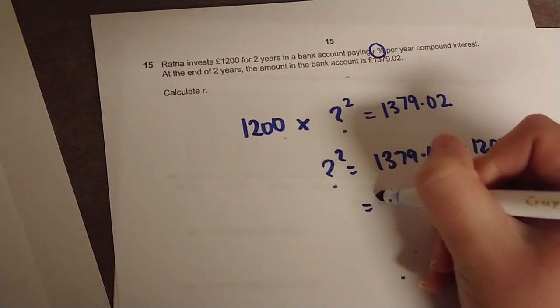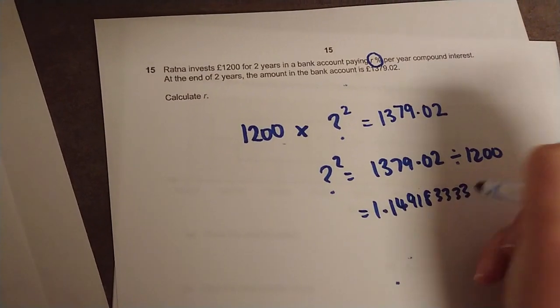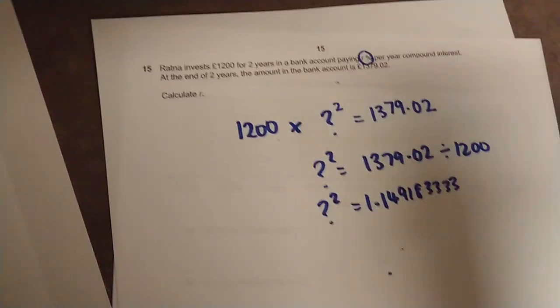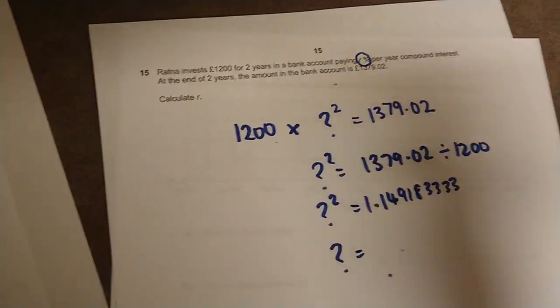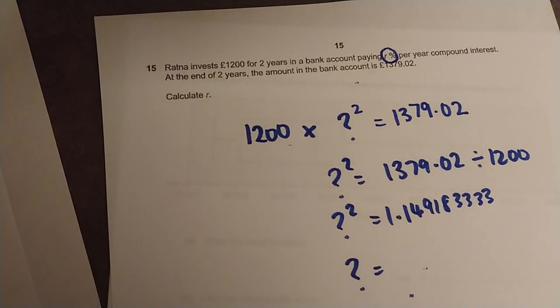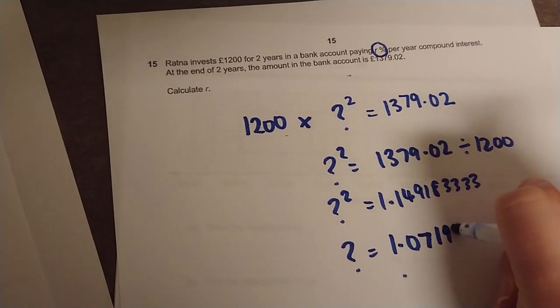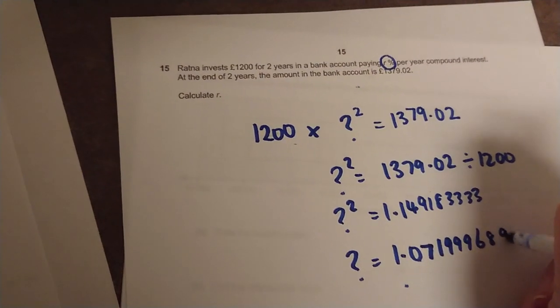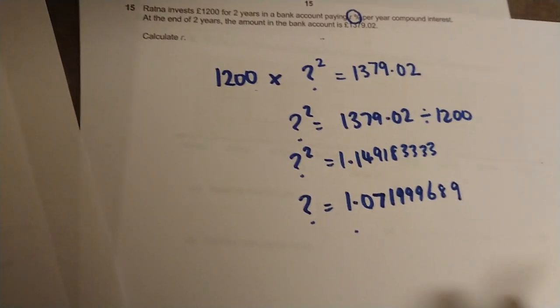So that is 1.149183333. I'm writing it all down to keep it accurate. I don't want the question mark squared, I just want the question mark. So the opposite to get rid of the squared is to square root. So I'm going to square root my answer. So I get 1.071999689. Right, so I've now got to calculate R.